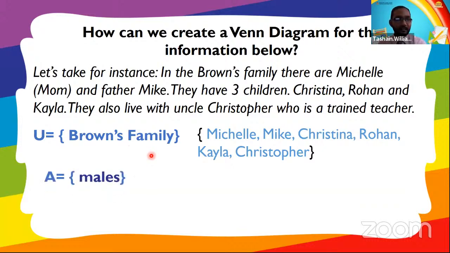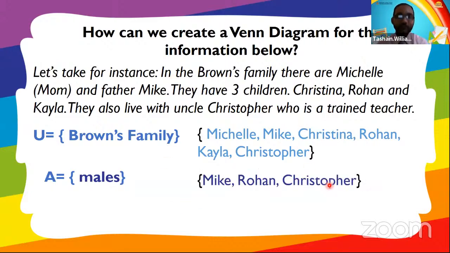Now, boys and girls, set A here, as you can see, is described as the set of males in that family. Can you identify all the males in the Browns family? Type your answer in the chat. Let me see which school is giving us the correct answer here. Kendra Reed is saying Mike, Rohan, Christopher. Natalie is saying Mike and Rohan. All right. Now, boys and girls, Mike, Rohan, and Christopher are all the males in the Browns family.